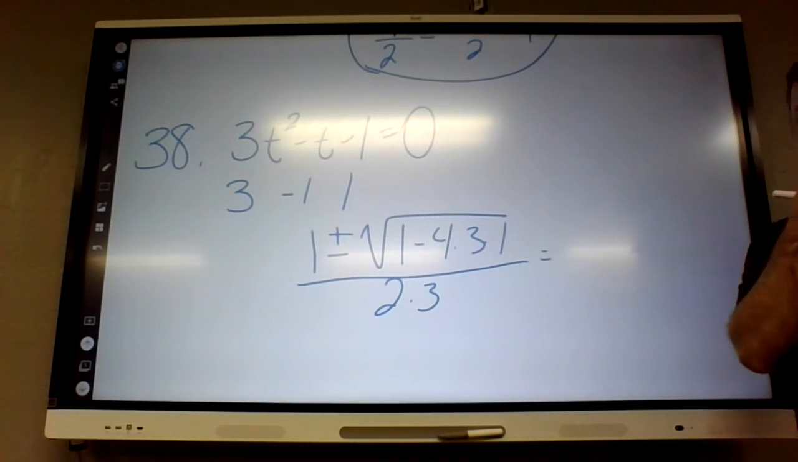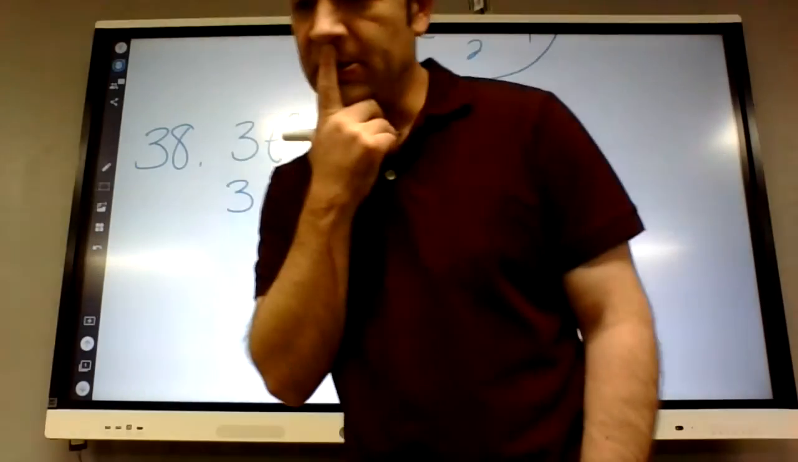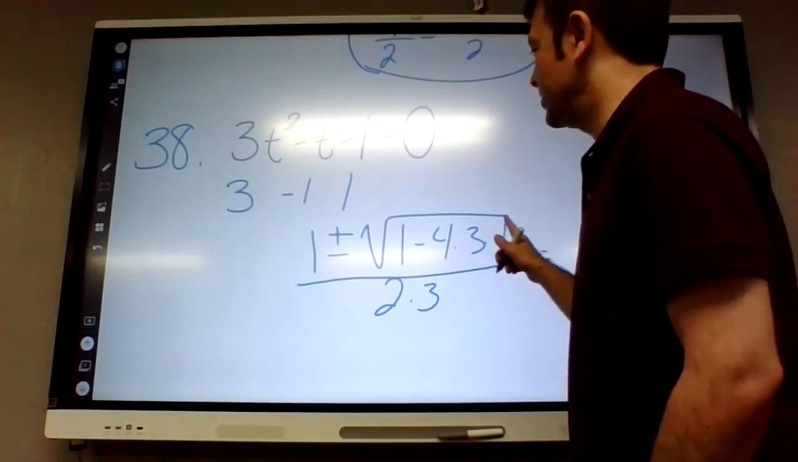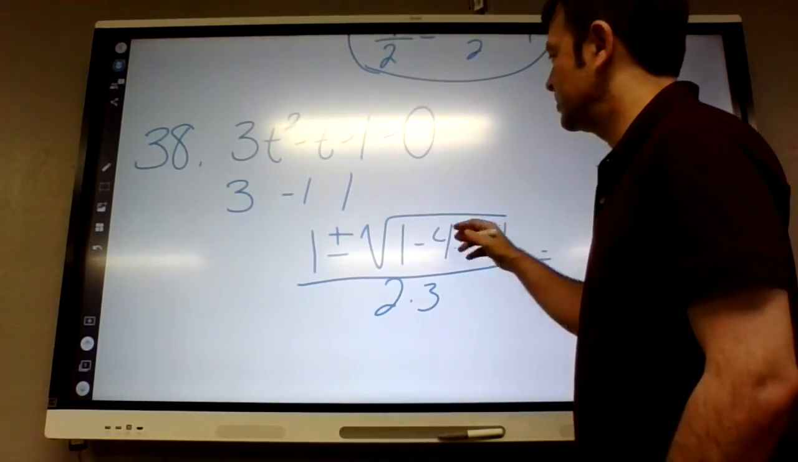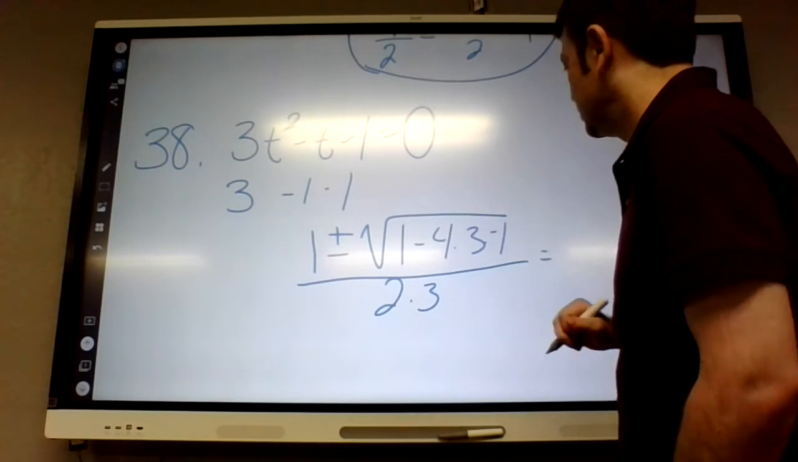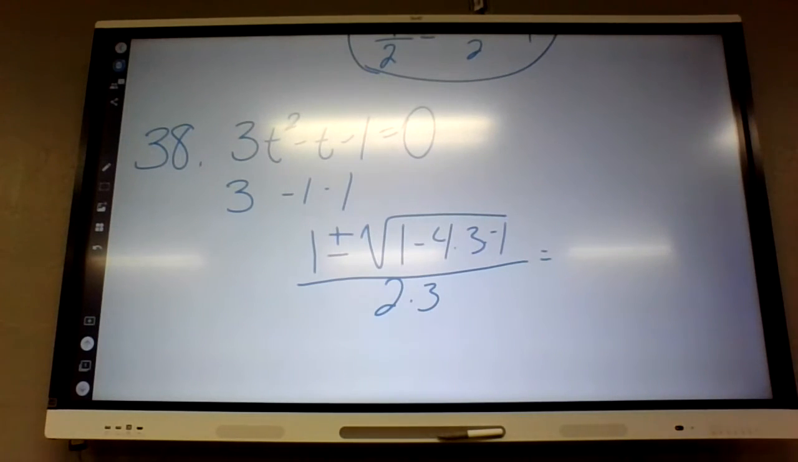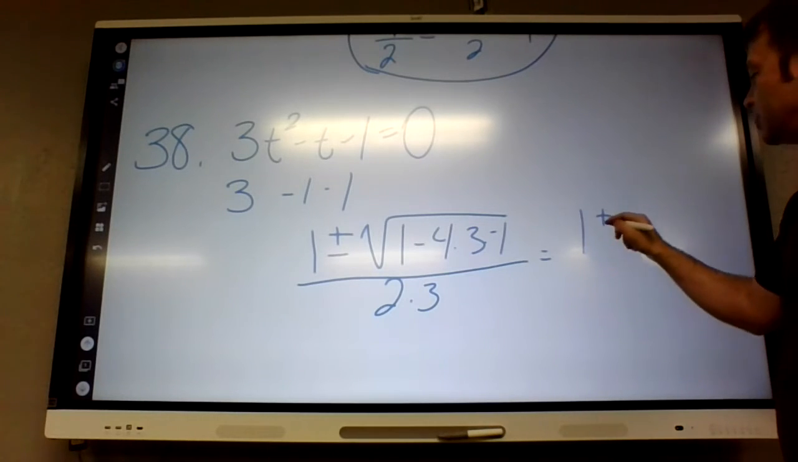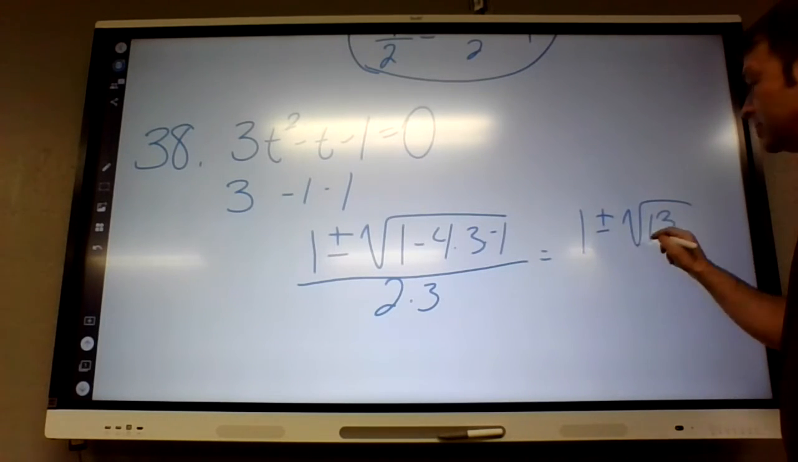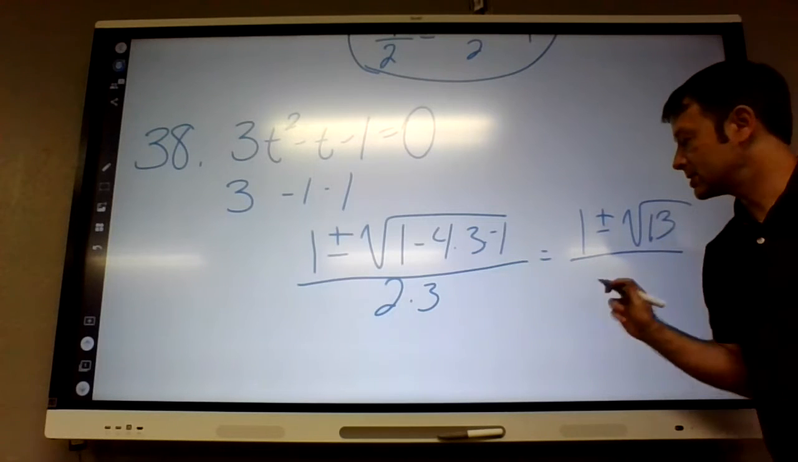I don't remember, negative 11? Is it negative 11? Oh, there's a negative right there. Oops. It's 1 plus 12 instead of 1 minus 12. Okay, so it's 1 plus or minus square root of 13 over 6.